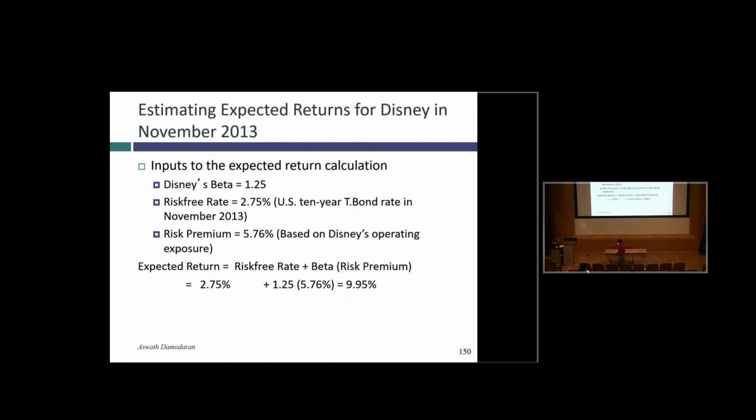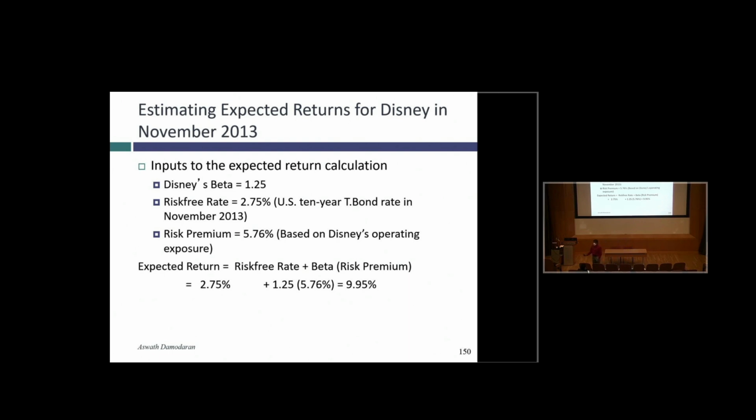In November of 2013, I was working in US dollars. So my risk-free rate was the T-bond rate on that day, 2.75%. If you were doing this today, obviously it'd be like 1.94%. The equity risk premium for Disney reflects where they do business. It's not just that it's a US company, it's a weighted average, 5.76%. The beta came from the regression, and I'm going to take it as the beta for the company. Risk-free rate plus beta times risk premium gives me an expected return of 9.95%.